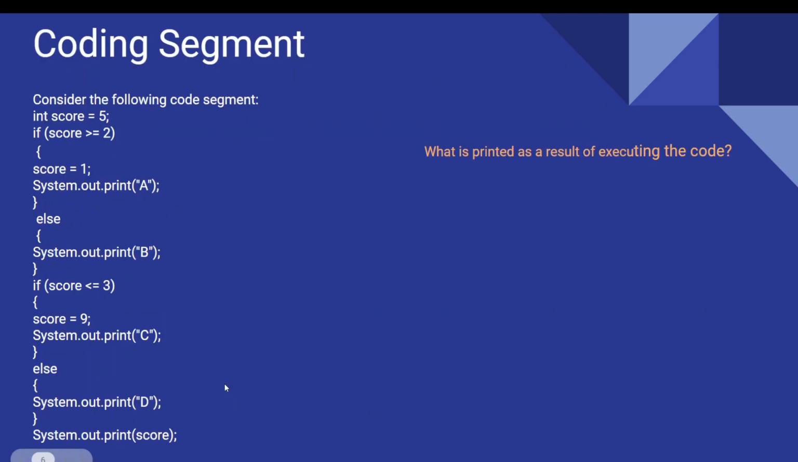Here we can see this coding snippet. We have an integer score which is assigned 5, and here we have an if else ladder where it checks if the score is greater than or equal to 1. Then the score is set to 1 and it's going to print A. And then if the score is not greater than or equal to 2, it's going to come here and print B.